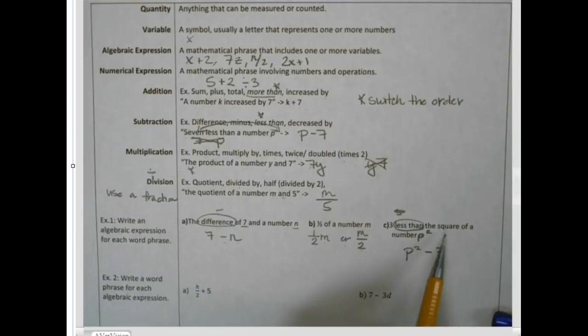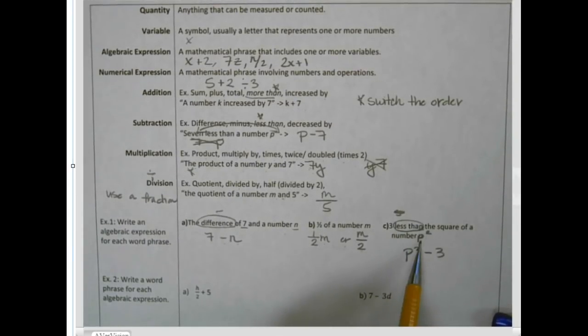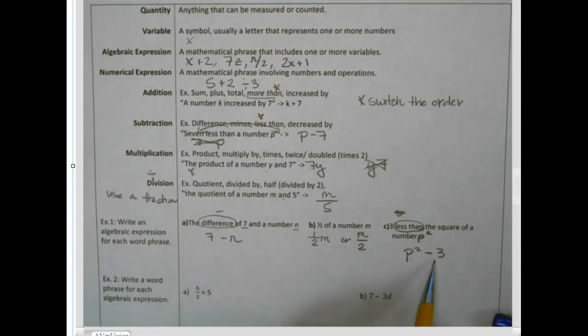3 less than the square of a number p. So the square of a number p means p squared. And then note, did you remember to switch the order here? So instead of doing 3 minus p squared, I do p squared minus 3. Gotta switch the order. Super duper important. Do you like it? I love it.